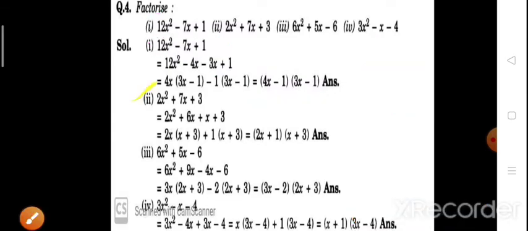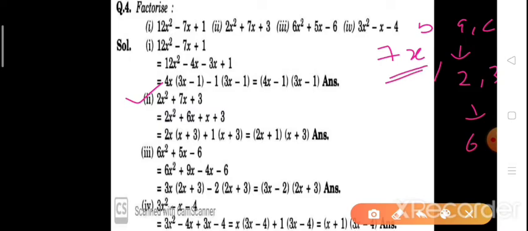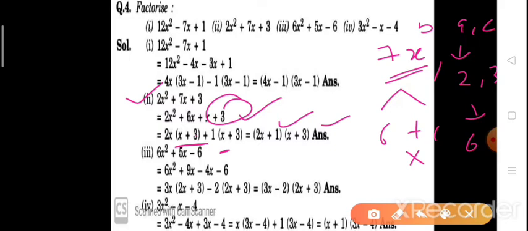Now let us move to part number 2: 2x square plus 7x plus 3. Again the middle term is 7x, that is b, and a and c are 2 and 3. It means you have to find two numbers which on adding give 7 and on multiplying give 6. So I will take 6 and 1 as factors. So again 2x square plus 6x plus x plus 3 here. In the first two terms I will take 2x as common, so I will get x plus 3 here. In the rest of the two terms nothing is common, so I will take 1 as common, so plus 1 is there. So 2x plus 1 and x plus 3 is the required answer.